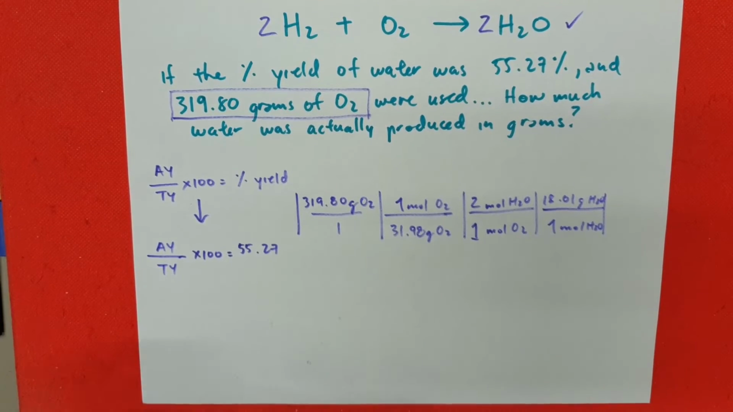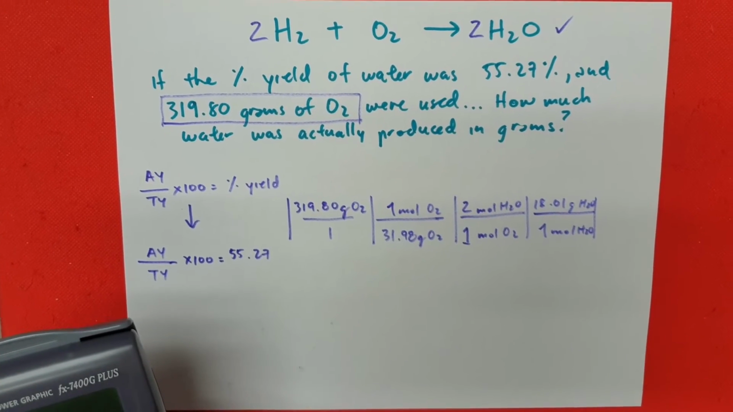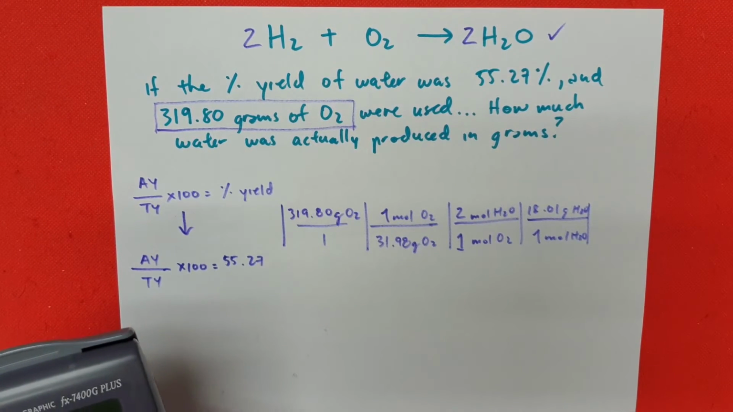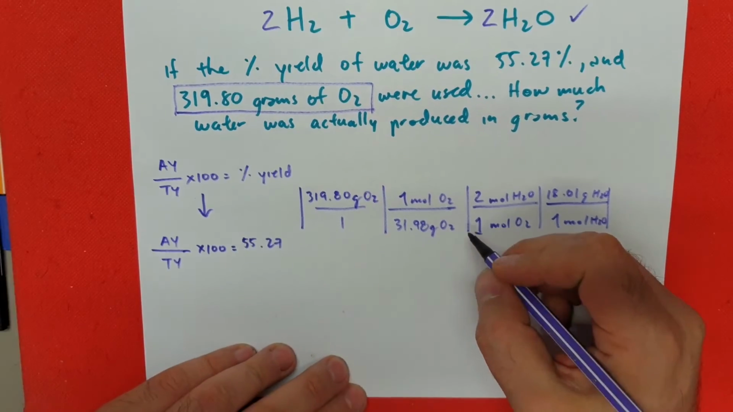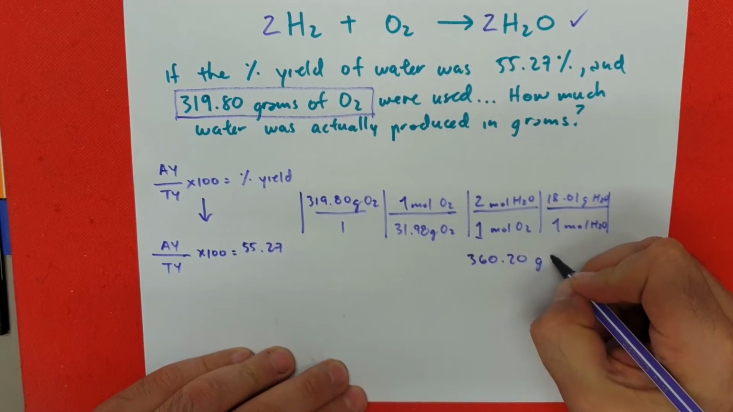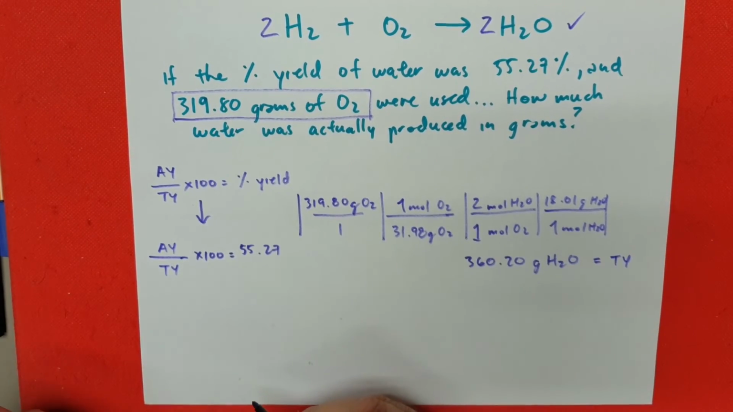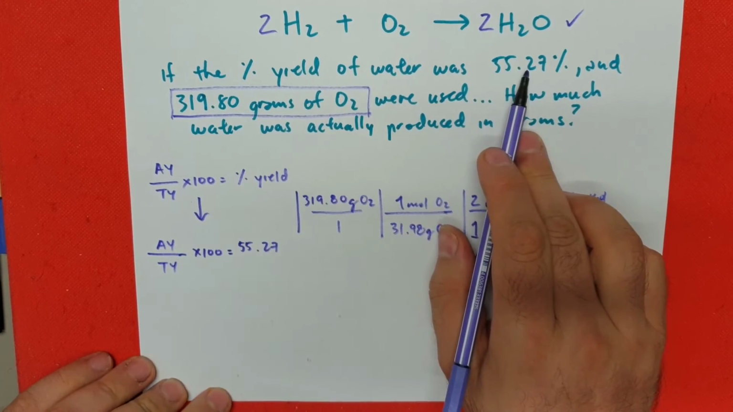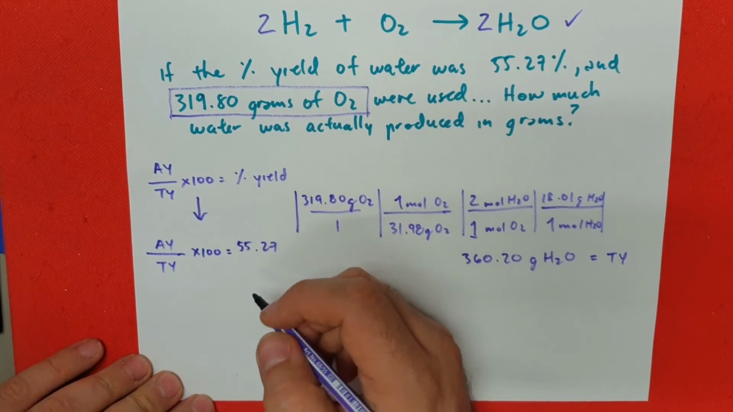So once we punch this into the calculator, and after everything cancels out, we take 319.80 times 2 times 18.01, and we divide it by 31.98. So this reaction should have given us, theoretically, 360.20 grams of water. So this is equal to our theoretical yield. So now we have enough information, because the percent yield was given by the problem. We calculated the theoretical yield, and now all we have to do is a little bit of algebra.